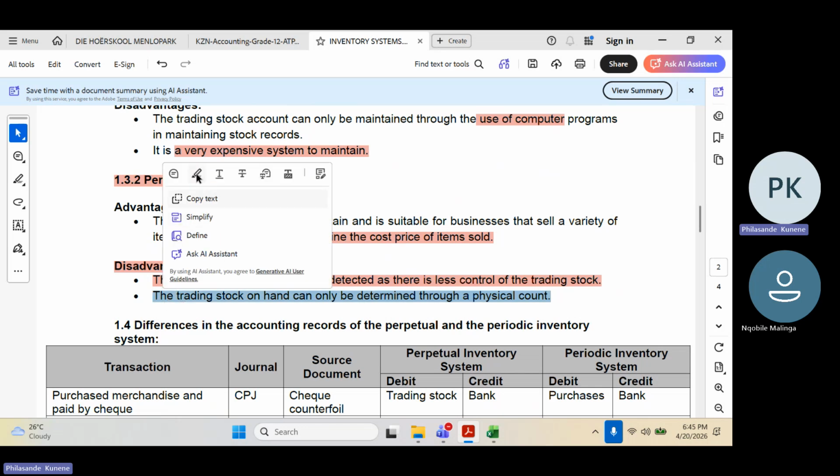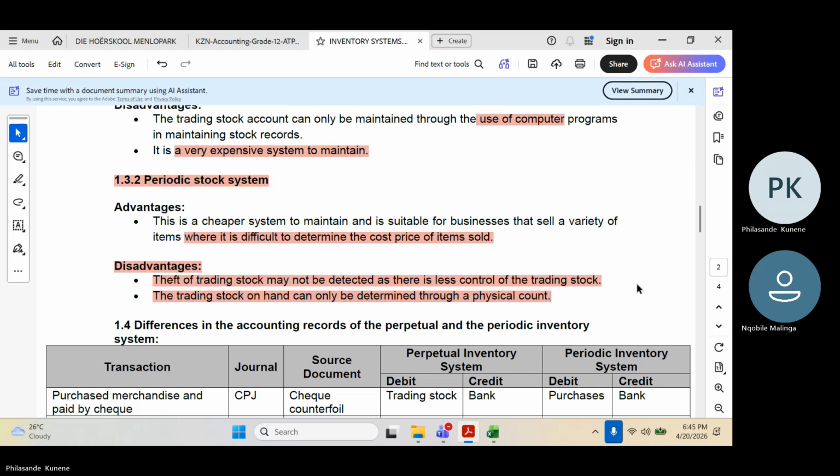That is another disadvantage. Under periodic, you need to count it physically before you can know how much stock you have, whereas under perpetual, even though you still need to count it physically, the system can still tell you the closing stock at any time of the year. That is a difference between the two. Those are the advantages and disadvantages of each of these two inventory systems.